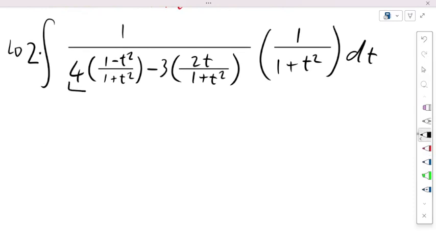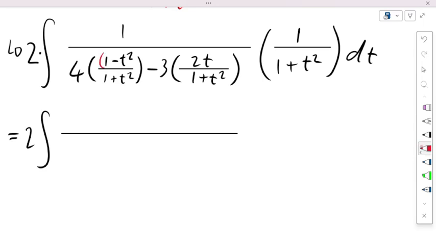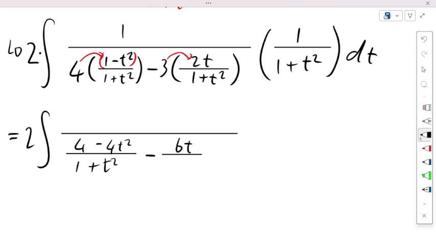So let's just actually simplify the denominator so we can write it as one expression. So this is going to be equal to 2 multiplied by the integral of everything in the denominator. I'm just going to do this over here. 4 multiplied by, so we're going to multiply the 4 by this whole expression in the numerator, which gives us 4 minus 4t squared divided by 1 plus t squared, right? Minus, and we're going to actually multiply this 3 into the numerator, which is going to give us 3 times 2, which is equal to 6. So it's 6 multiplied by t, divided by 1 plus t squared.